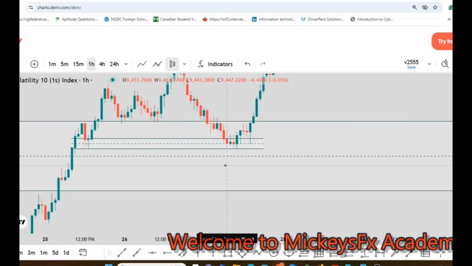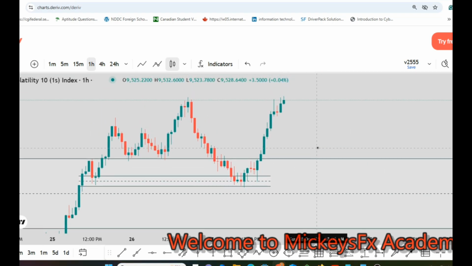Now I want to enter this trade. I want to enter the trade in a position where my stop loss will be small and my take profit will be huge, because we have an all-time high. This is an all-time high that price has created on this move. Now I'm looking at price coming back to this area. So how do I enter this trade?